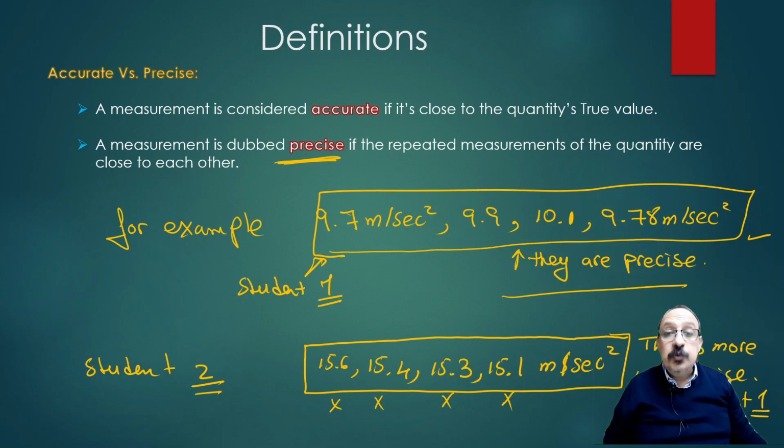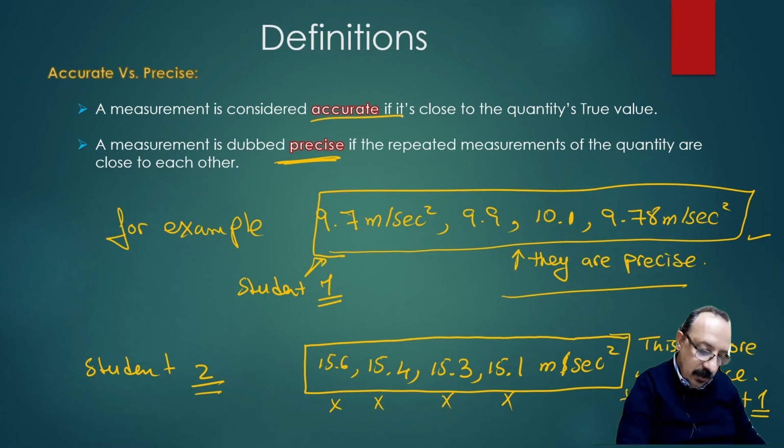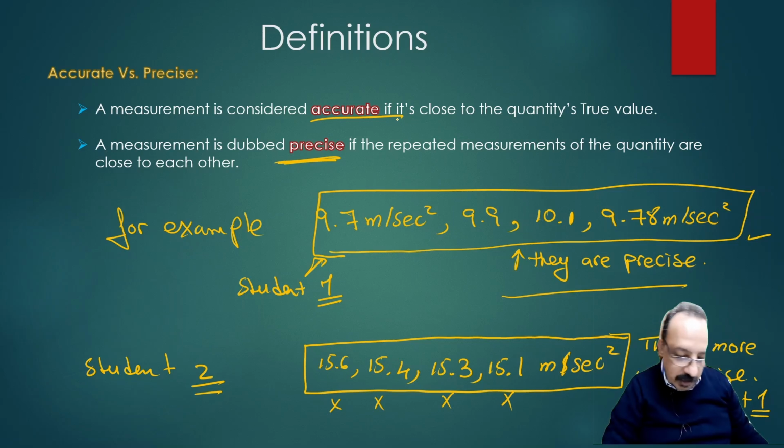Okay, this is a little bit something you have to get accustomed to, and you have to make yourself comfortable with. The definition of accurate has to do with how close you are to the true value. Precise means that if I repeat the experiment a number of times, how close the repeated values are to each other.